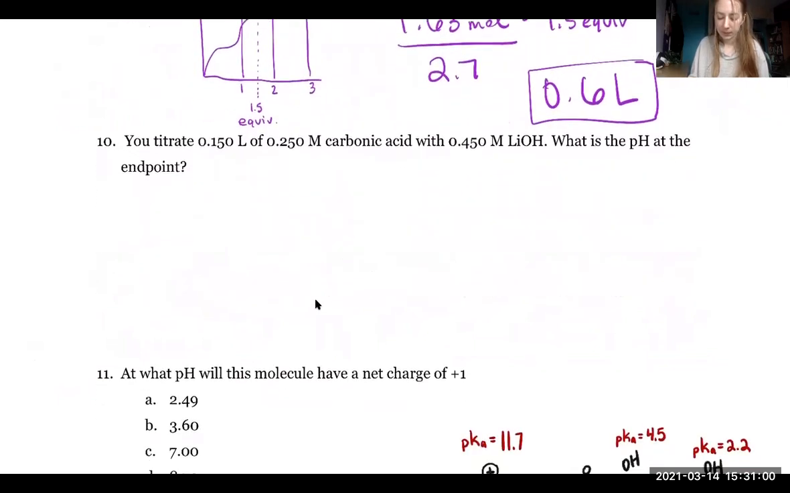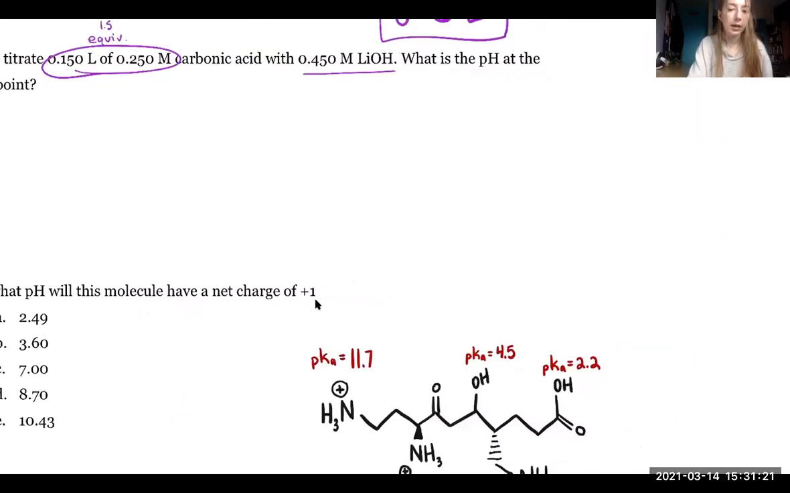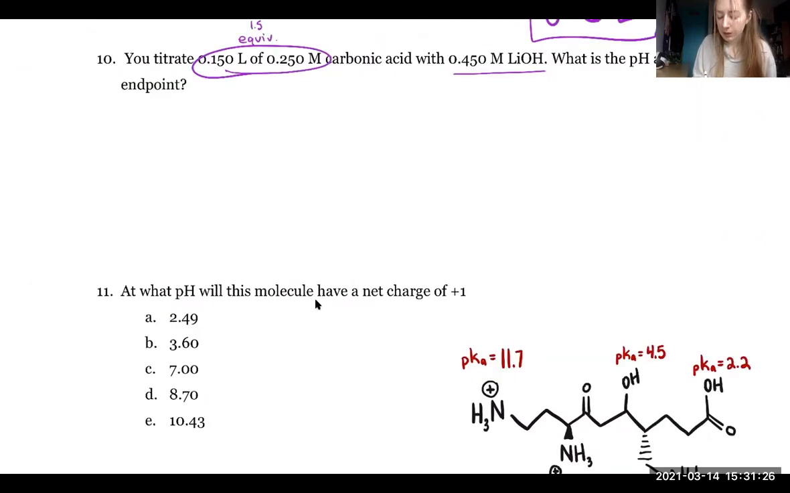Okay. For number 10, we have this amount of carbonic acid titrated with LiOH. What is the pH at the end point? Okay, so this is kind of a multi-step problem, but it's not horrible. So the first thing to do is find out how many moles of carbonic acid you start out with, which if you just multiply those two numbers, you get 0.0375 moles of carbonic acid.